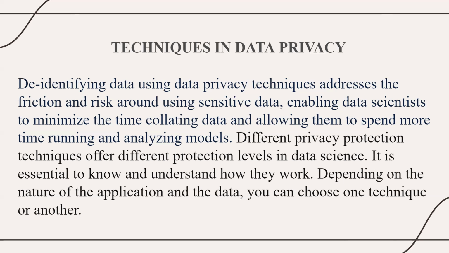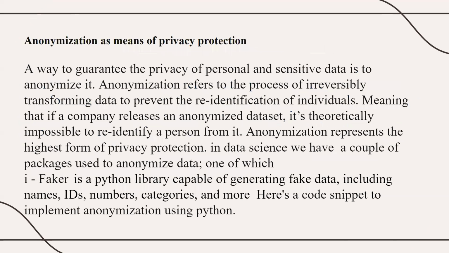So you could choose any of these techniques, and we have a whole lot of them. But today we'll be talking about some of the most effective ways to protect our data. One of the most guaranteed ways of ensuring privacy is anonymization. A way to guarantee the privacy of personal and sensitive information is to anonymize it.